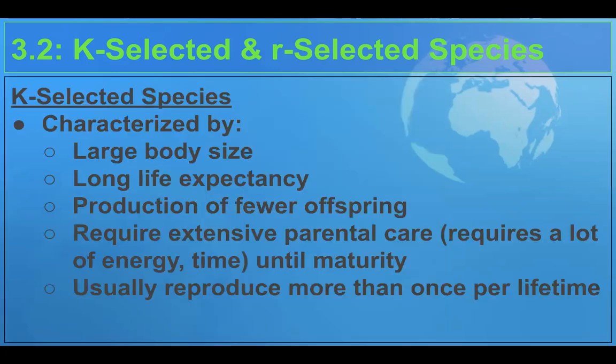Okay, now what about K-selected species? Typically these are going to be larger organisms. They have a much longer life expectancy. As a result, they don't need to have as many offspring at once, so they'll have fewer offspring. And because they have fewer offspring, they're more likely to give parental care to make sure that their offspring reach maturity. And K-selected species often reproduce more than once during their lifetime.